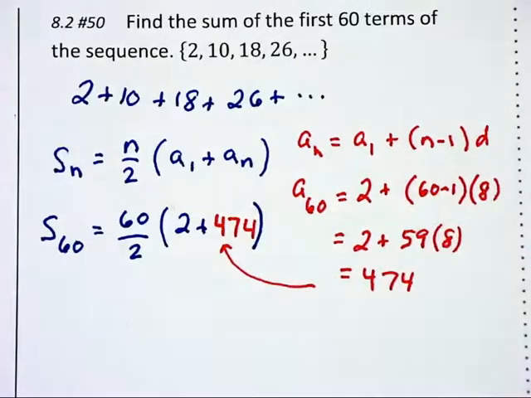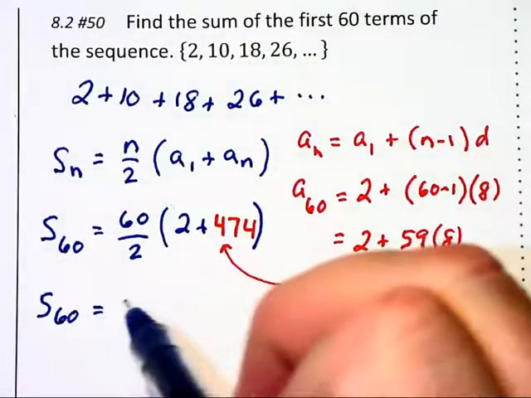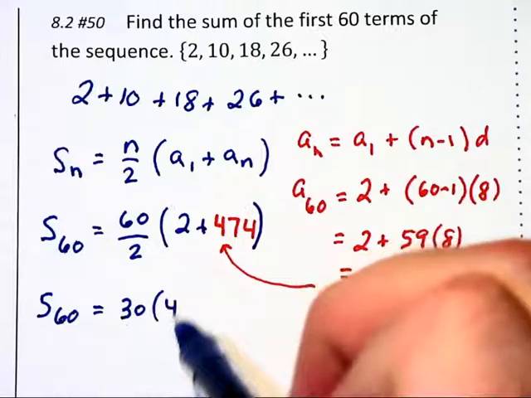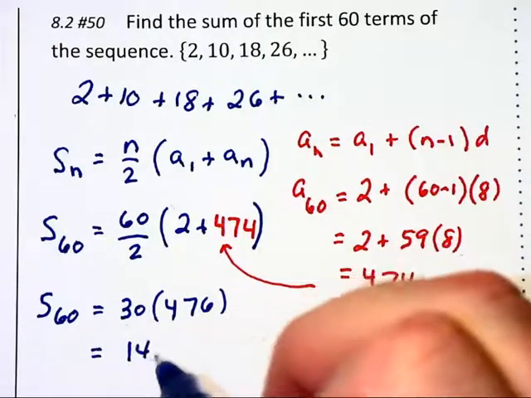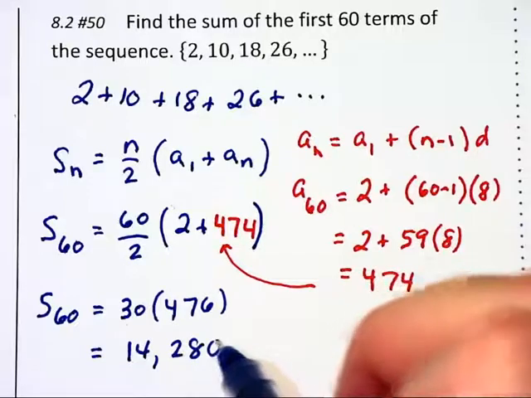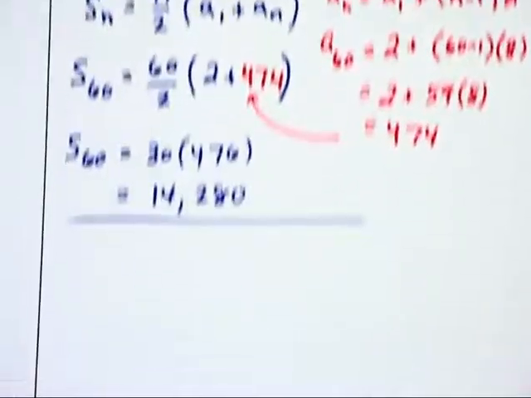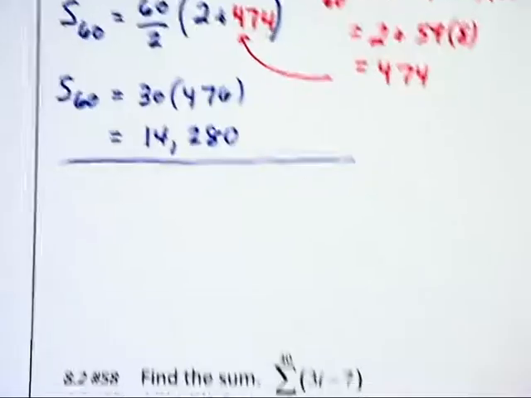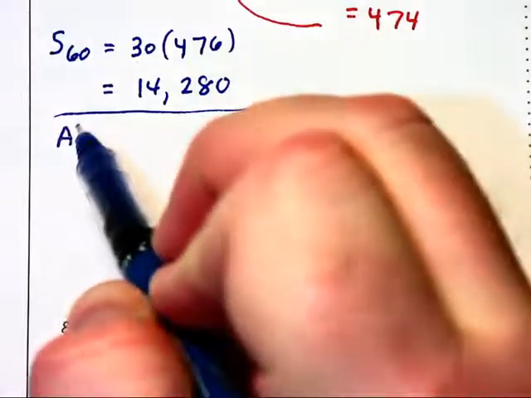We can now take that 474, move it over to the formula we have at the left here, and that will enable us to find S sub 60. That will be 30 times 476, and that will equal 14,280.